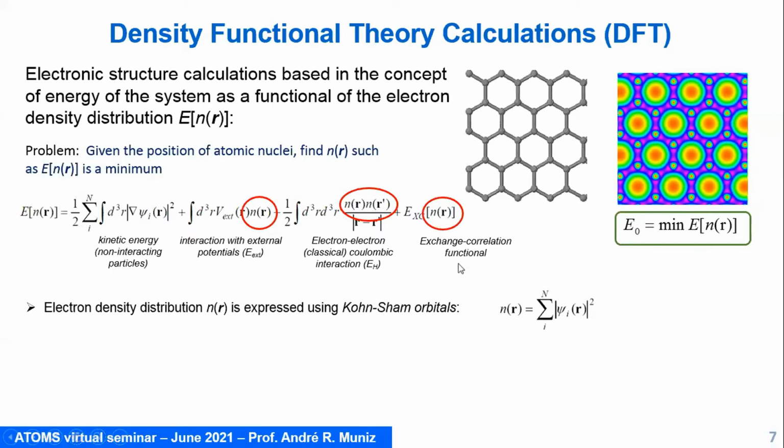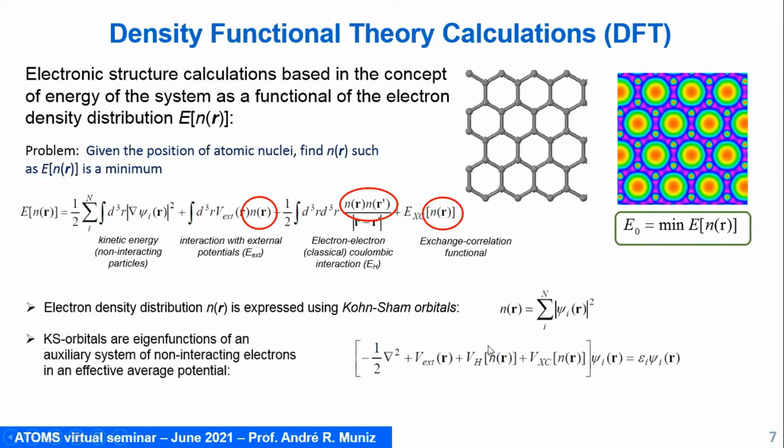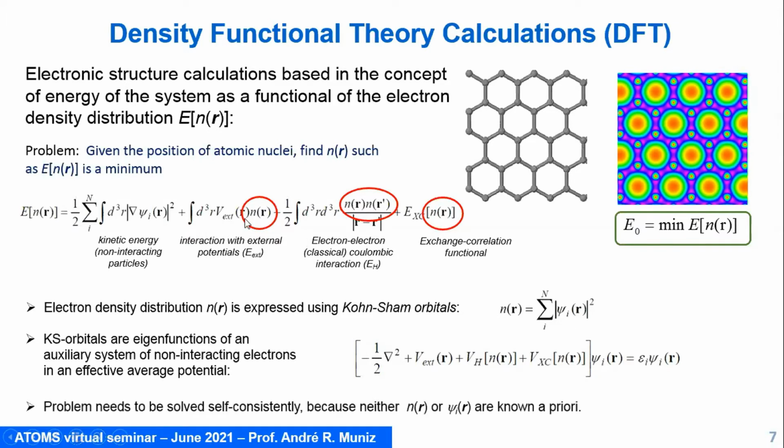This function in its turn is expressed in terms of eigenfunctions called the Kohn-Sham orbitals, which are the solutions of an eigenvalue problem of an auxiliary system. So we have to solve consistently this eigenvalue problem in this variational calculus problem. They have to be solved self-consistently.